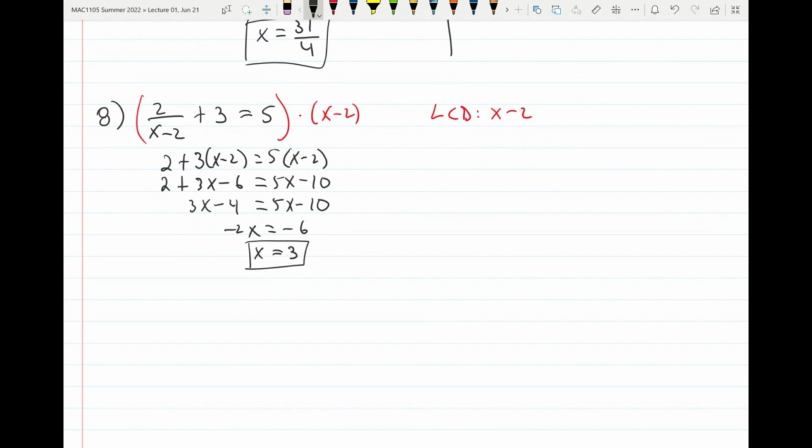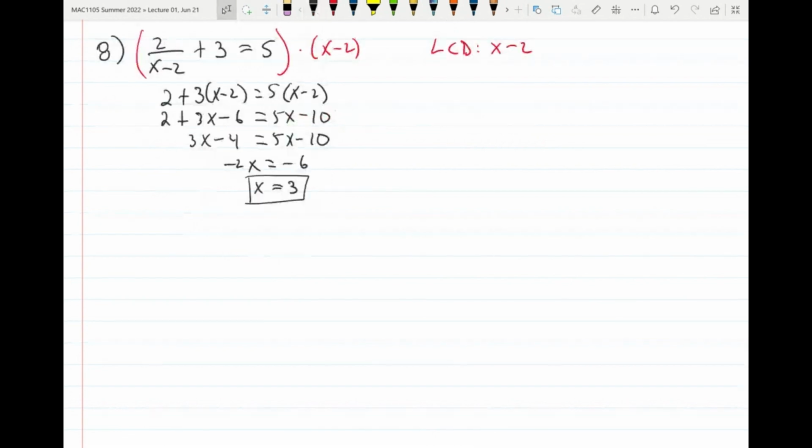Okay? All right. Questions? All right, good. And then the last one. What is it? x over x minus 3 minus 9 equals 3 over x minus 3.